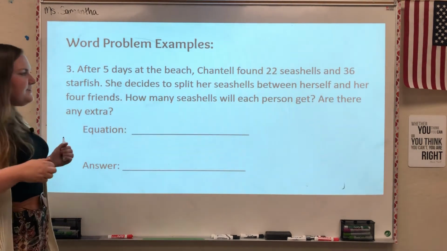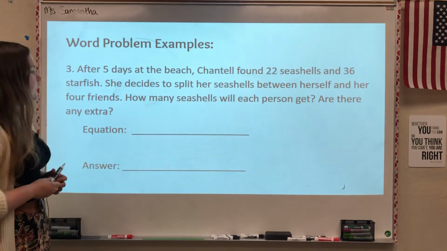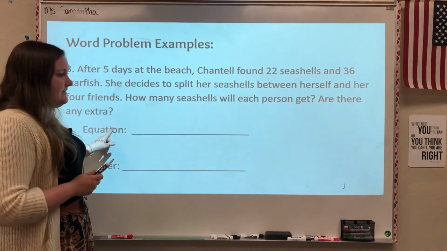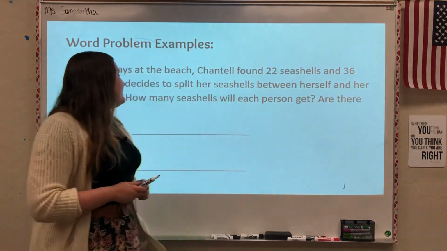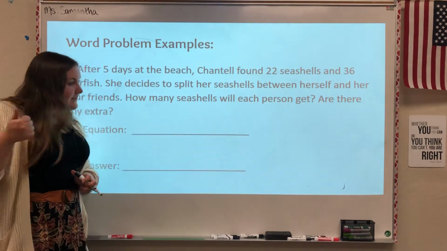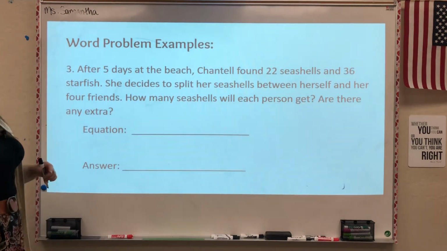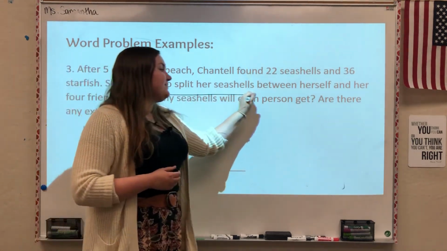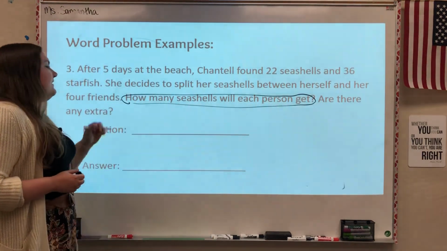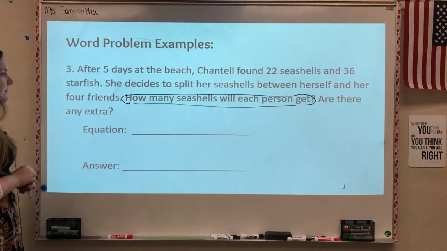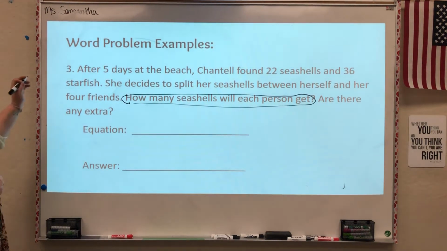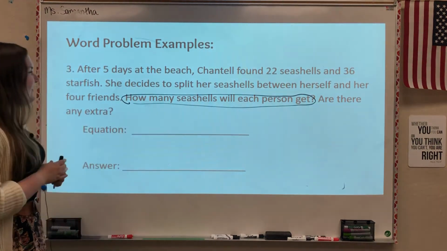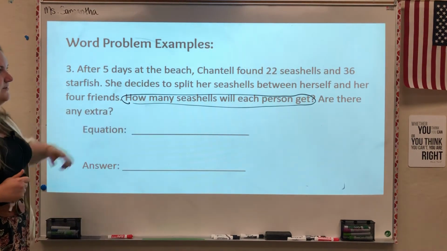Well, once again, if I was a student and I was reading through this, I'm going to focus in on our question here because there are 2 questions. There's 2 parts to it, right? We want to figure out how many seashells will each person get, and the second part is, are there any extra? To answer that question of how many seashells will each person get, what information is important? Well, as you're going through this, you might have underlined 5 days at the beach, but we don't care how long she was there. That's not relevant to this question.